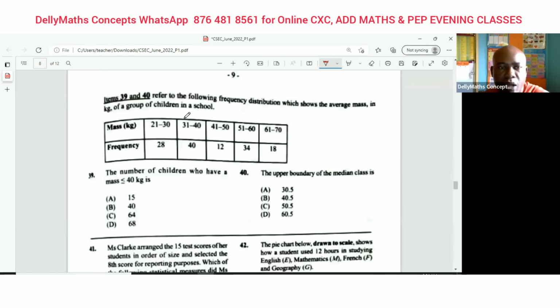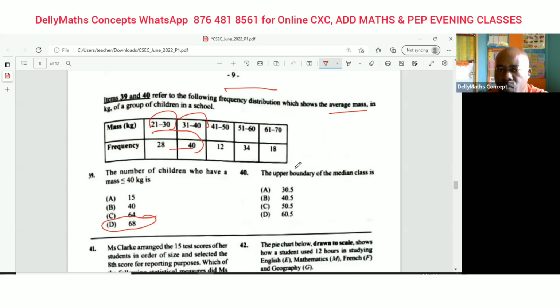All right, reading this, it says 39 and 40 refer to the frequency distribution of the average mass and so forth. The number of children who have a mass less than or equal to 40 is everybody here, because you're seeing the information being given here. So adding these two things here will get 68.